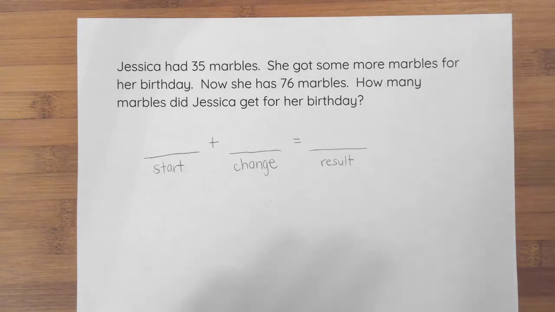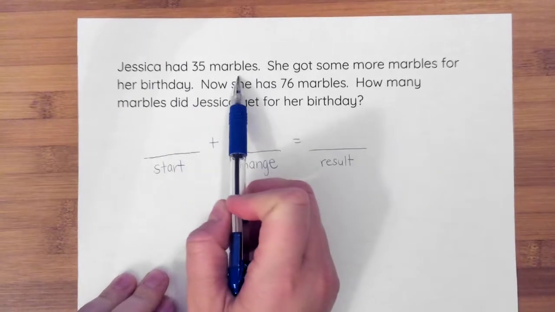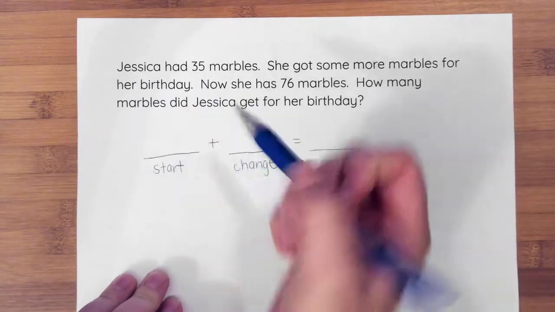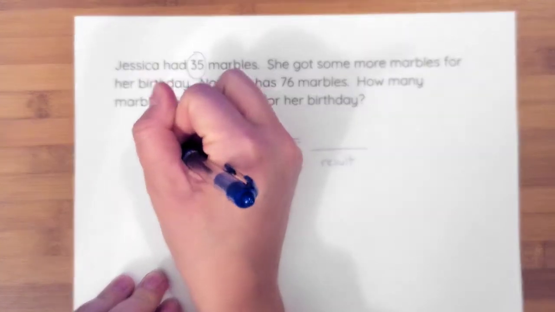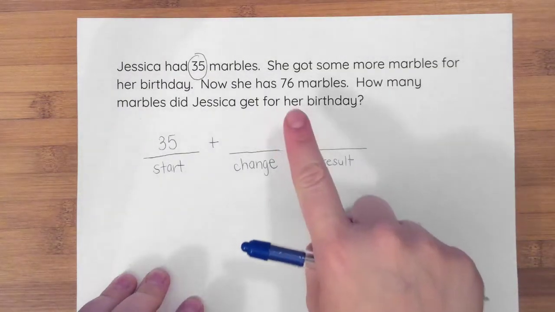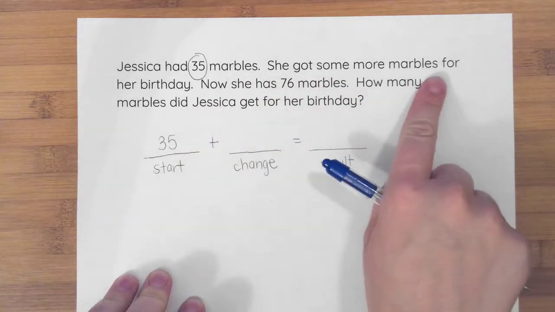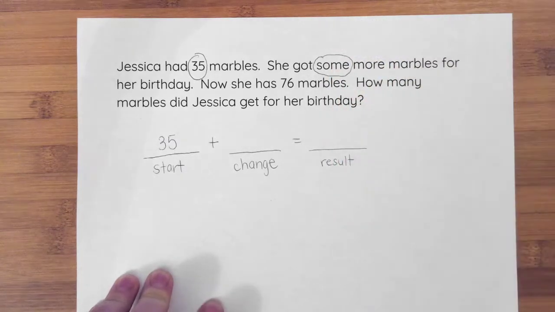And so I'm going to stop and think and look at each sentence about what I know. So it says Jessica had 35 marbles. So I know that she's starting with, it's giving me an amount. So she had 35 marbles. So I'm going to put that in my start. Then it says she got some more marbles for her birthday. Well, in that sentence, it doesn't ever give me an actual amount. It just says she got some marbles. So I don't actually know how many marbles she got. So I don't know how many she was added to the 35 she has.